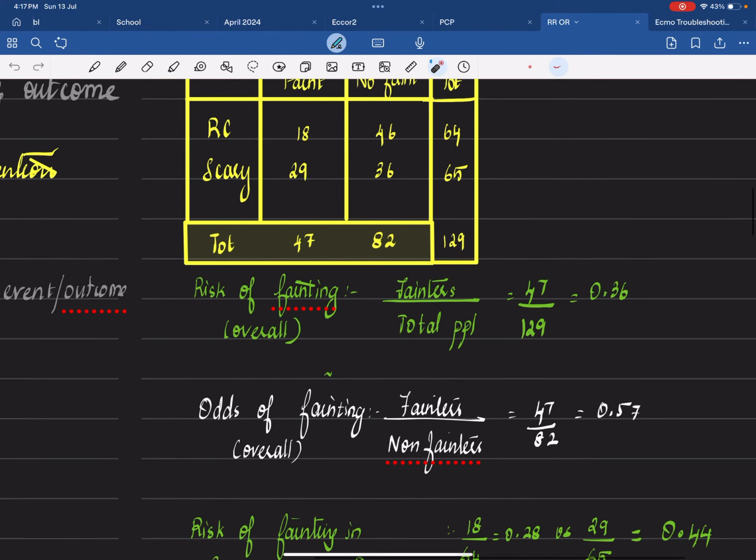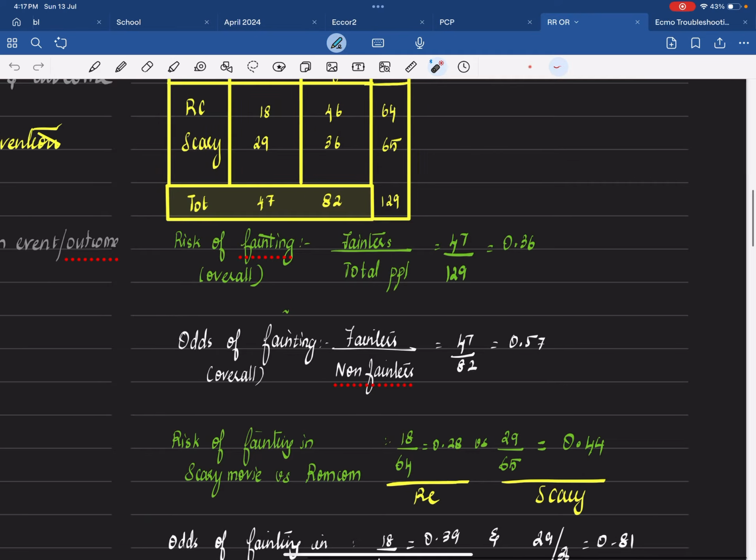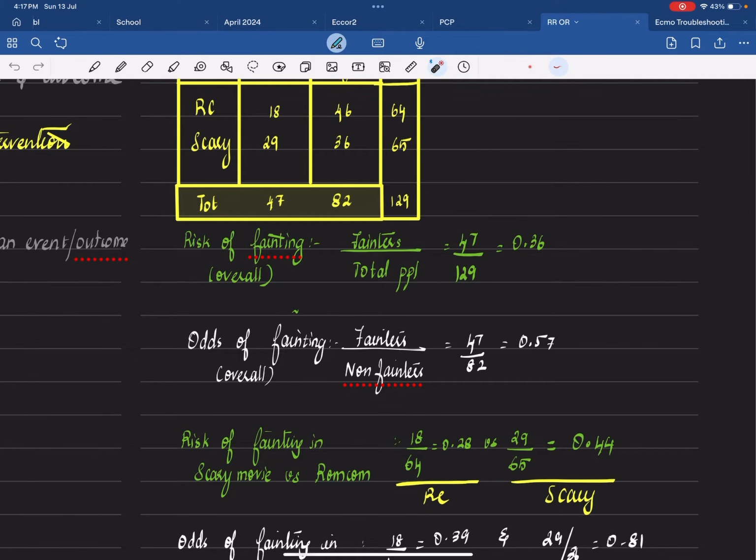Now you want to know what the risk is of someone fainting in a rom-com and of someone fainting in a scary movie. That's all. You are taking only this segment now, or this segment. Correct? So when you want to look at just one, what is the risk of somebody fainting in a rom-com? So what is the risk?